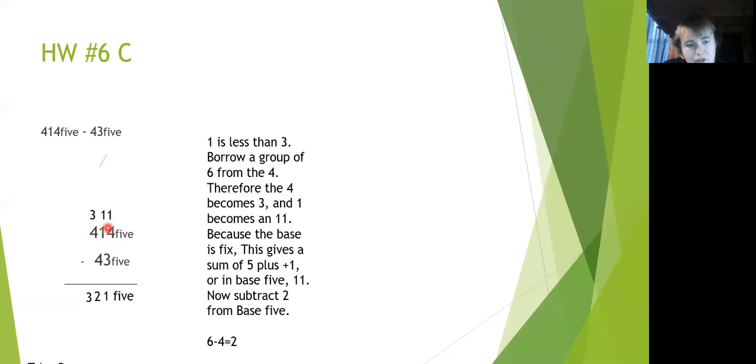So 5 plus 1, because we added the 1 here, base 5 could be 11. But what we're doing is 5 plus 1 is 6. We have our 6 here. We're going to subtract 4. That's 2. And then we're just going to bring down our 3, and we get 321 base 5.